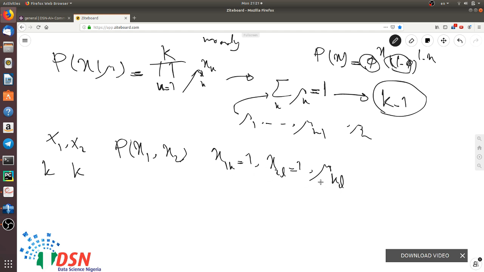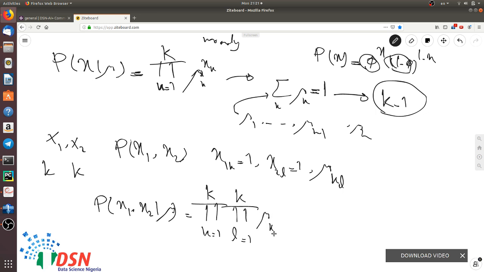Because this is a 2D case, k means the k-th component of x1, and similarly l is for x2. So the joint distribution could be written as a product. We have two products here, the first related to K, the second related to L: mu_kl to the power x1k x2l, and we have a constraint for k and l. The sum over k and l of mu_kl is equal to 1.